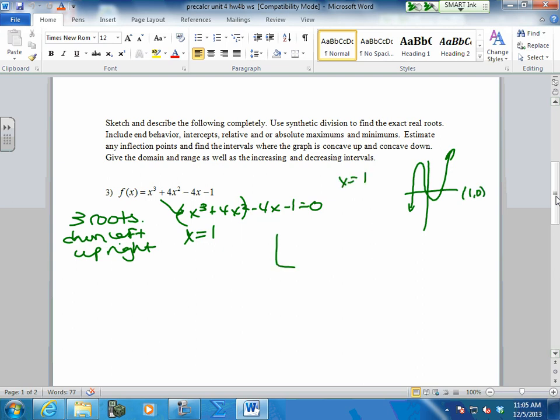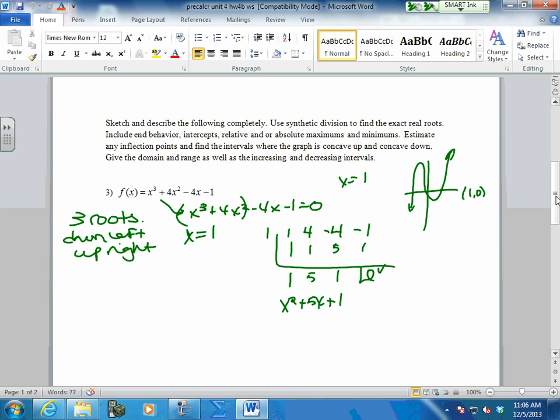So let's do your synthetic division and see what's left. So let's pull out your coefficients. 1, 4, -4, -1. 3, 2, 1, 0. So bring it down first. Multiply diagonally, add it down. Multiply diagonally, add it down. Multiply diagonally, and this better come out to 0, right? Because we knew that was a root. We found it. How many roots do we have left to find? 2. So x squared plus 5x plus 1.